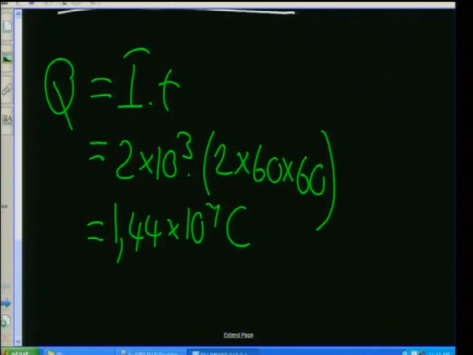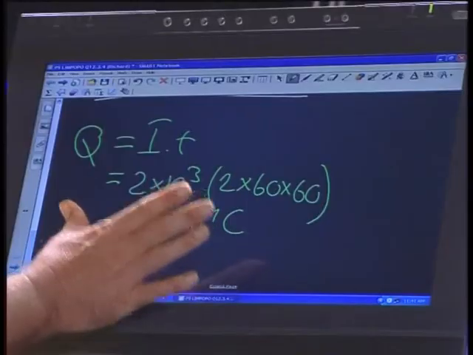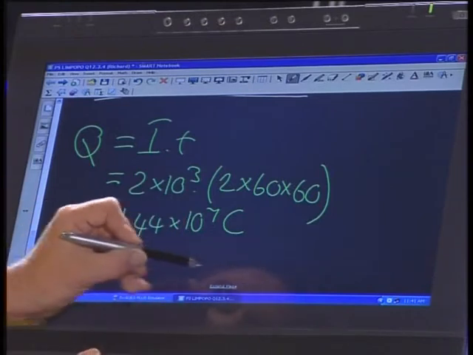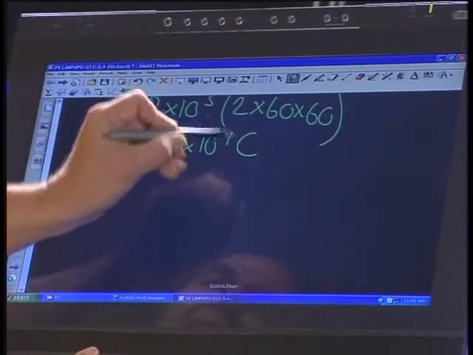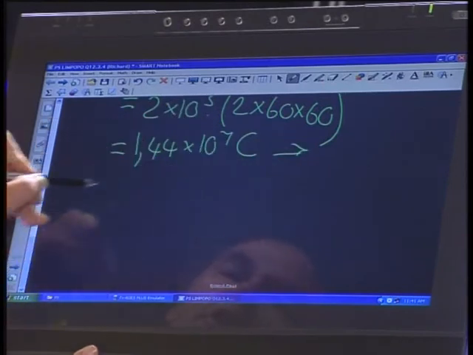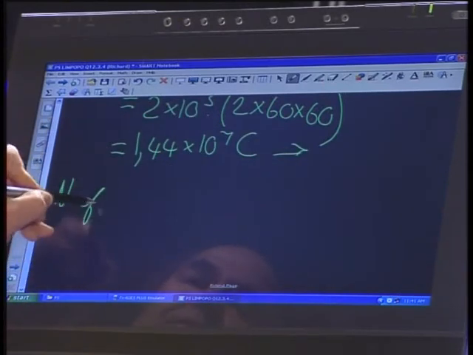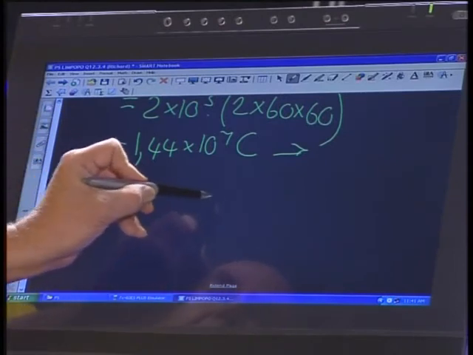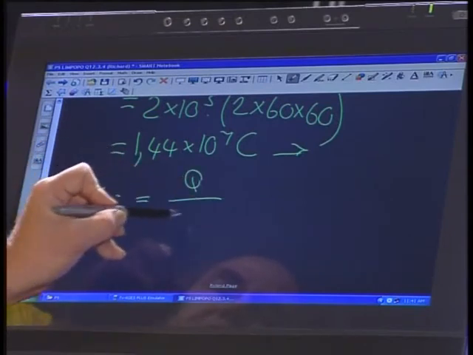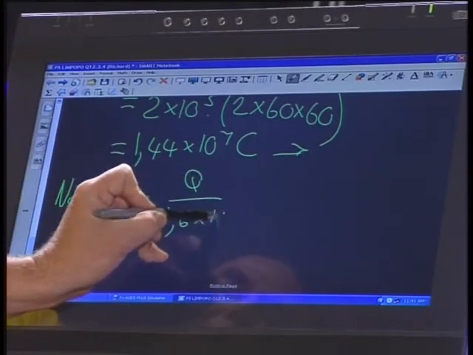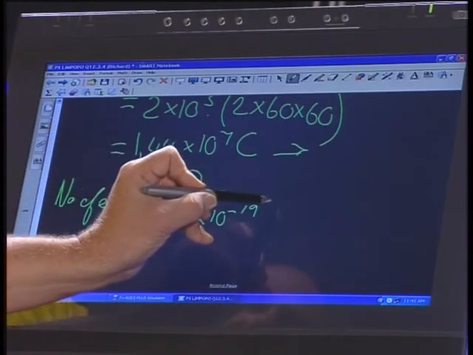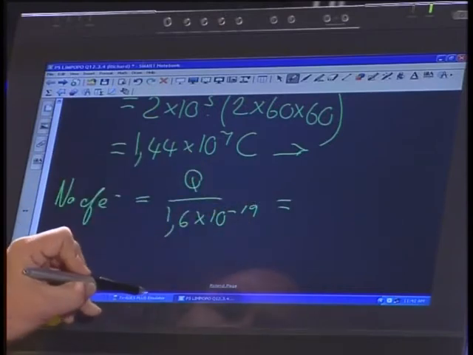Okay? Yes. Are you understanding where I'm going now? What I want to do is to find out the number of moles of electrons. And so that's my next step. Because that's the charge in this time, and I want the number of electrons. And then I'm going to work out the number of moles of electrons. So the number of electrons is going to be the charge divided by 1,6 times 10 to the minus 19, which is the charge on 1 electron. Okay? Yes. I hope you're still with me.